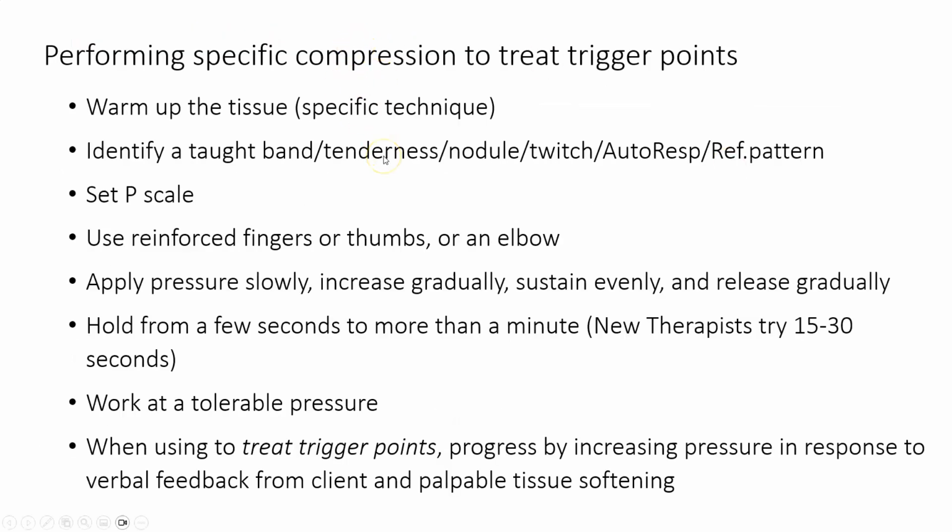So how do we do it? The first is we warm up the tissue with a specific technique. We have to consider our principles here, right? Superficial, deep, superficial, general, specific, general, because this is a very specific treatment. So we want to do general work first. We then identify that taut band and or tendinous nodule, twitch, autonomic response or referral pattern. Remember, it has to be at least 2.